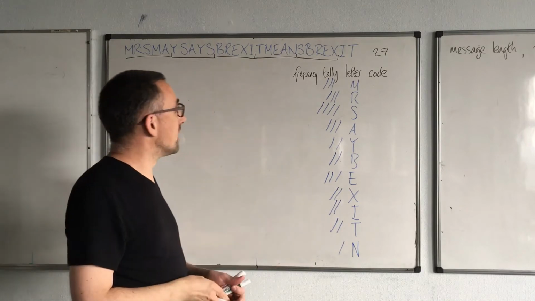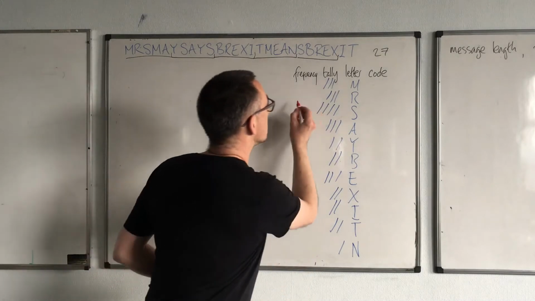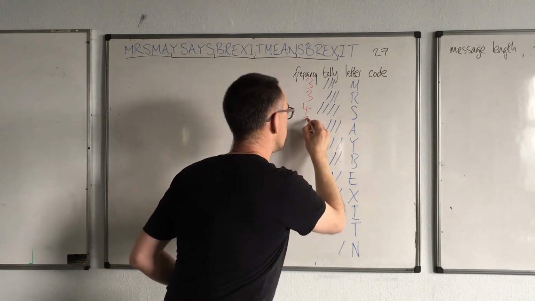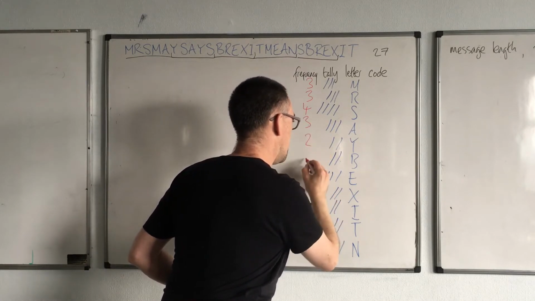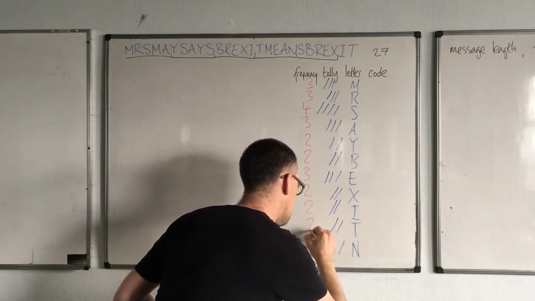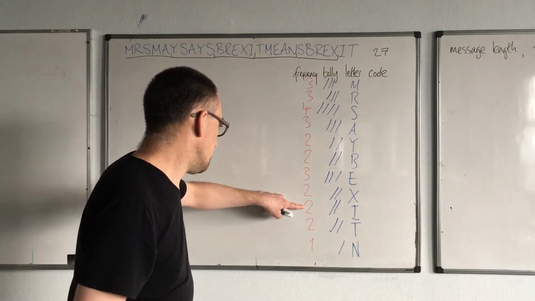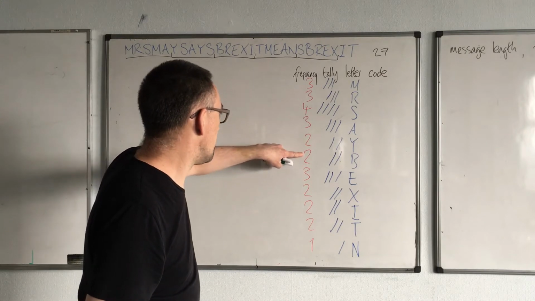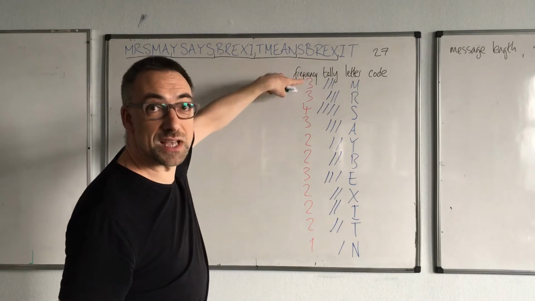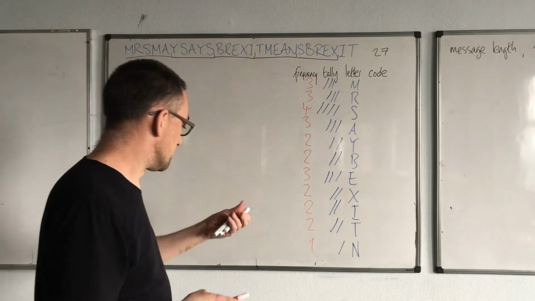Okay, and having done that, let's convert these tallies into numbers. So we've got 3 for M, 3 for R, 4 for S, 3 for A, 2 for Y, 2 for B, 3 for E, 2 for X, 2 for I, 2 for T, and 1 for N. So let's add those up. 1 and 2 is 3, 5, 7, 10, 12, 14, 17, 21, 24, 27. Thank goodness we've caught them all. So we've got our frequencies.